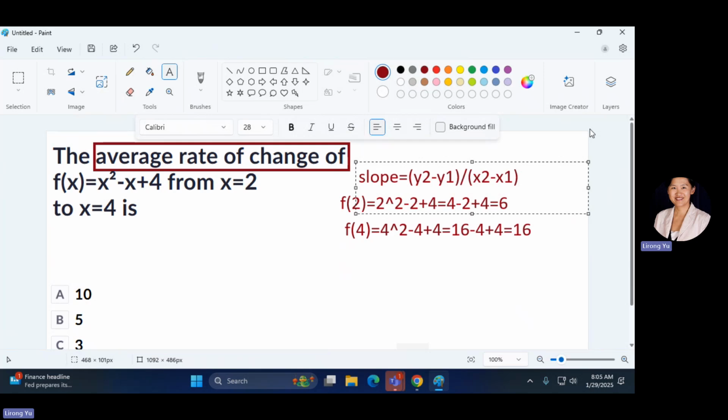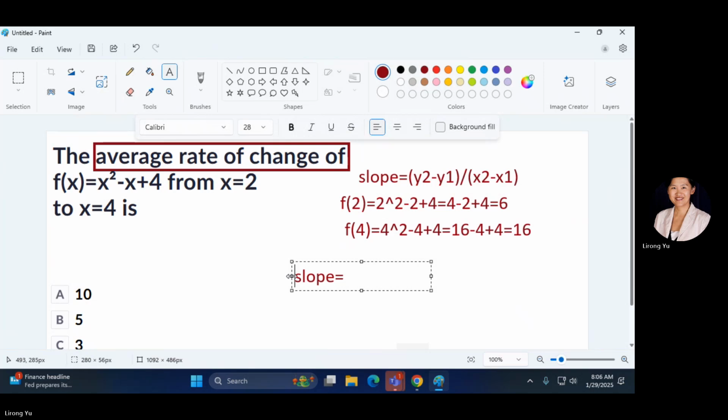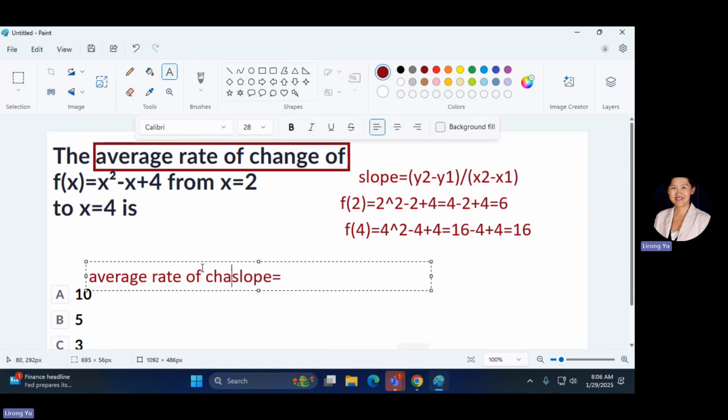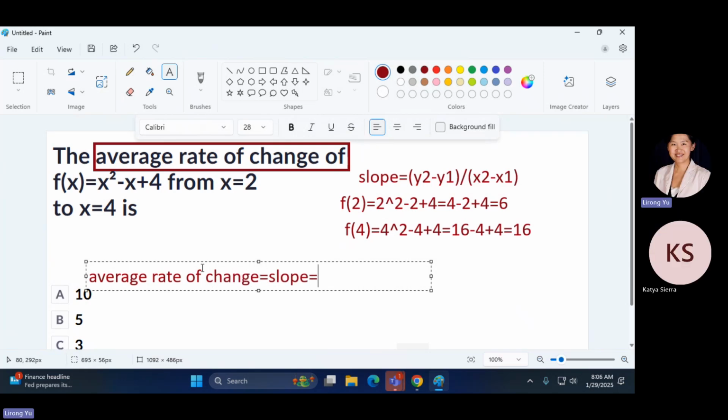Okay, so that's the definition in college algebra of how we calculate slope. Right now, the average rate of change, or slope, will be calculated as follows: the average rate of change is equal to slope, and slope is equal to subtraction in the y value and subtraction in the x value.